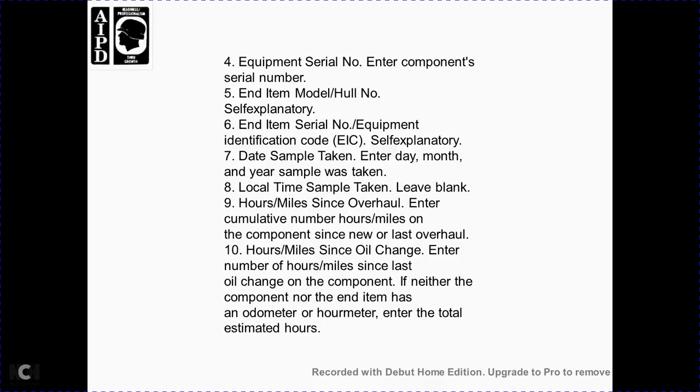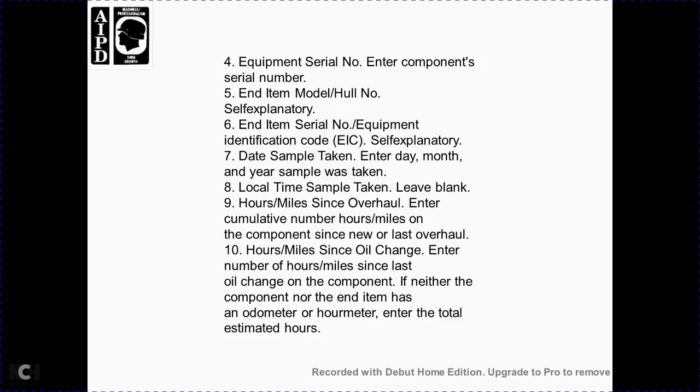Equipment serial number: enter the component serial number, end item, model, hull number, which are self-explanatory. End item serial number and the equipment identification code are self-explanatory. Date sample taken: enter the day, month and year the sample was taken. Local time sample taken, leave blank. Hours on oil and overhaul: enter the cumulative number of hours on the component since new or last overhaul.